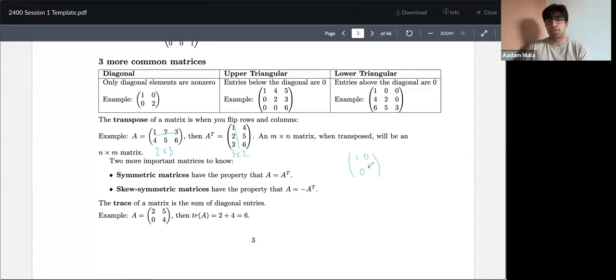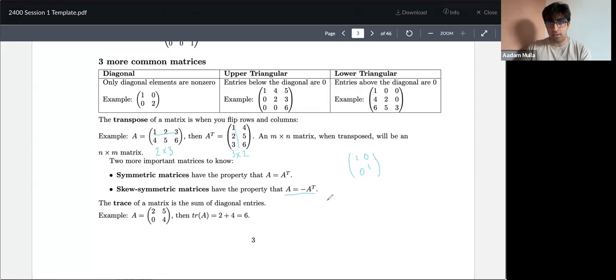Your matrix, your entries don't change, right? Technically, the way we like to describe it is we say that A is equal to A transpose. So when I flip the rows and columns, my matrix doesn't change. That's a symmetric matrix. A skew symmetric matrix has a little bit more specific property. It says that your matrix is equal to the negative of its transpose.